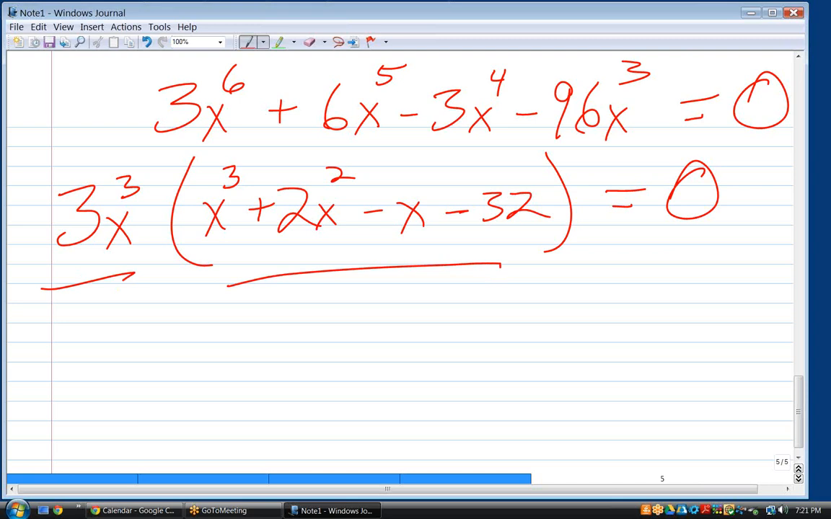Well, guess what I have to do to factor this cubic? There's only two methods that I know of for solving a cubic. One is by grouping, but this doesn't lend itself to grouping. Is it the same thing as the last one? It is, only worse, because 32 has a lot more factors than 12 did.